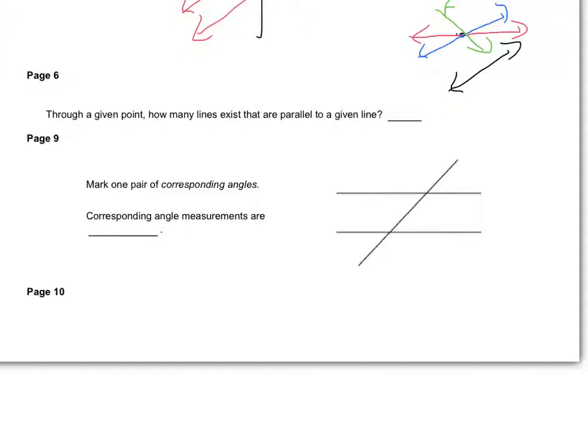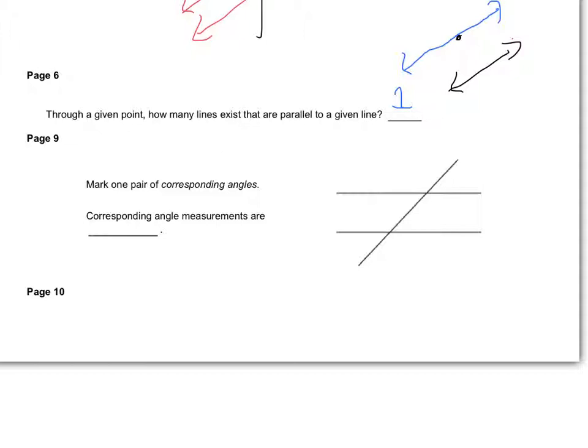So the rule says that if you have a line and a point not on that line, so here's my point not on that line, there is exactly one line that can go through that point that is parallel. There's no other line that can go through it because any other line is going to have a different slope and it's going to intersect it.